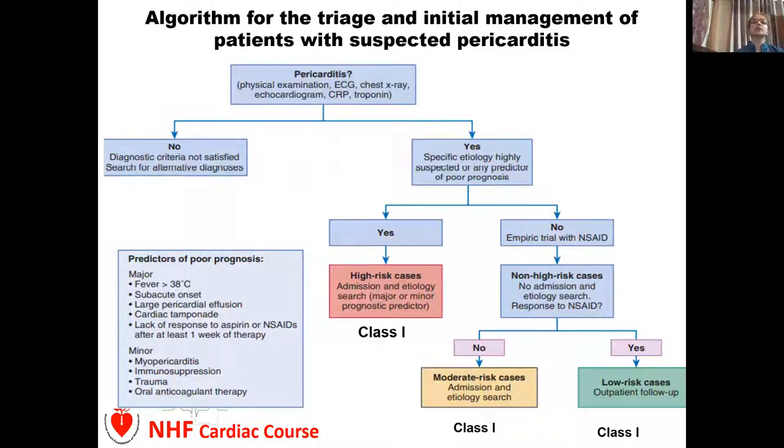This is an algorithm for the triage and initial management of pericarditis. A patient suspected with pericarditis will undergo screening for the presence of any of the risk factors, major or minor. If the patient has any of the risk factors, they will be grouped as high risk cases. And if not, they will be grouped as non-high risk cases and will be treated with NSAID. If the patient responds to the NSAID, they will be grouped as low risk cases. If not, then they will be moderate risk cases. Both moderate and high risk cases warrant hospital admission, whereas the low risk cases may be treated as outpatient follow-up. This is also a class one indication.